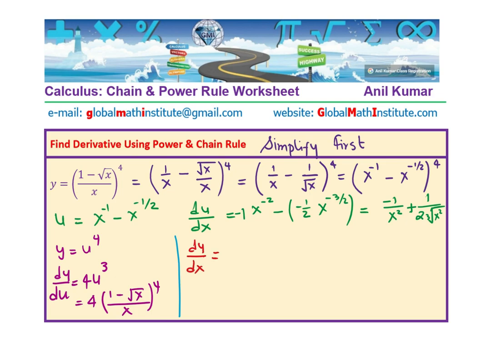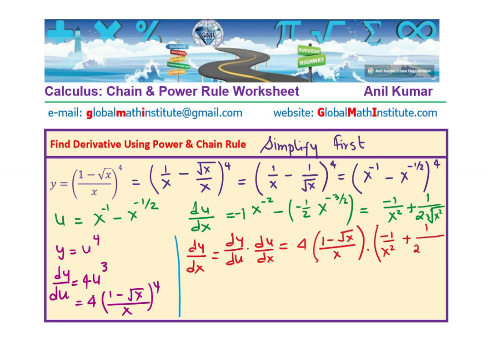So once you know this, you can now write down what is dy dx. So dy dx is product of dy du and du dx, right? So here you have dy du, which is 4 times 1 minus square root of x over x, and multiplying by du dx, which is all that, right, all this, which is minus 1 over x squared plus 1 over 2 times cube root of x squared. Make sense? So that is how you are going to get the answer, correct?